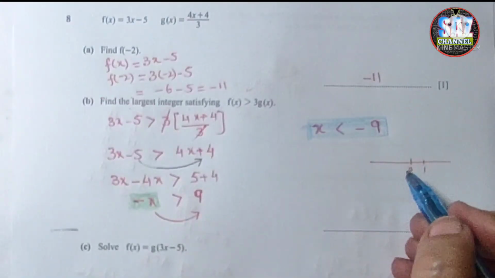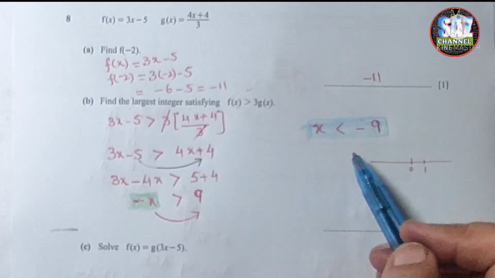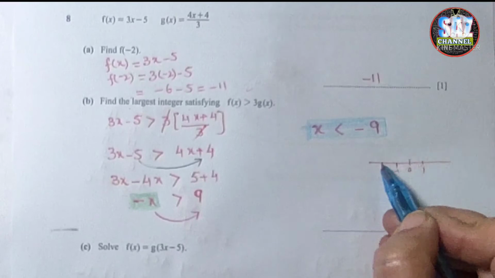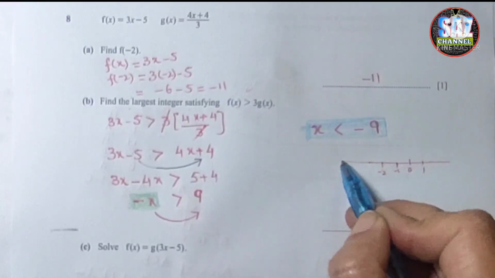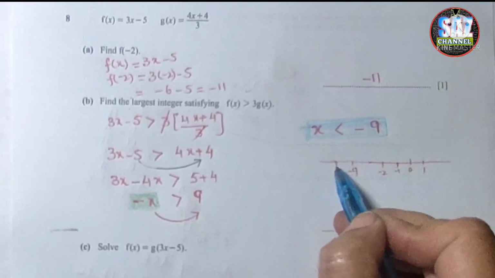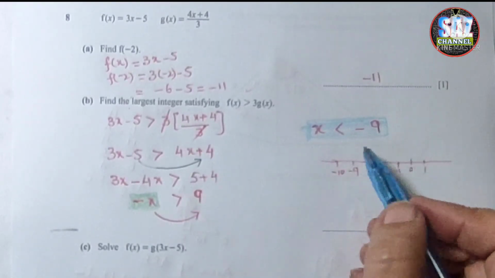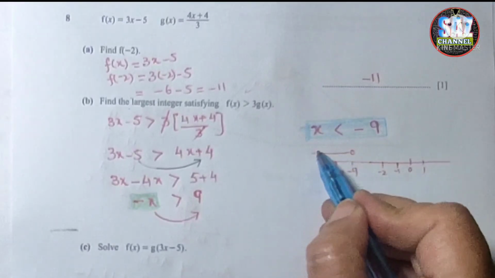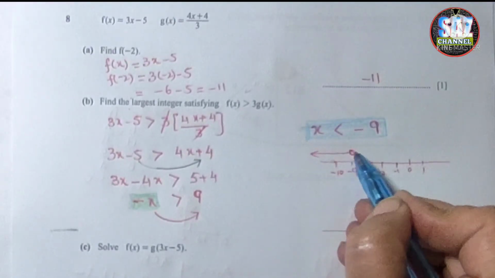So if you find difficulty in understanding the answer in this way, you can make a small sketch of the number line here: minus 1, minus 2, and till minus 9 and minus 10. We need the values of x which are less than minus 9. And one more thing, this is just a less than condition.